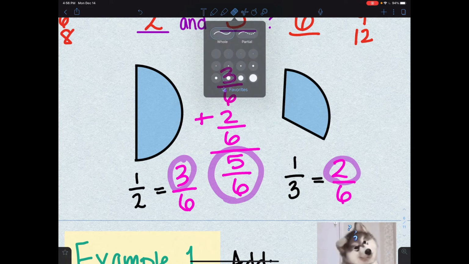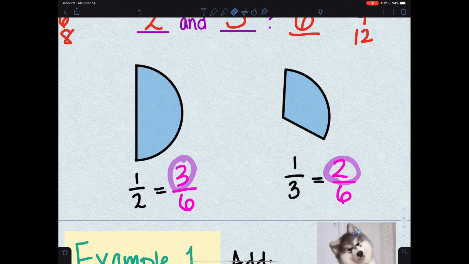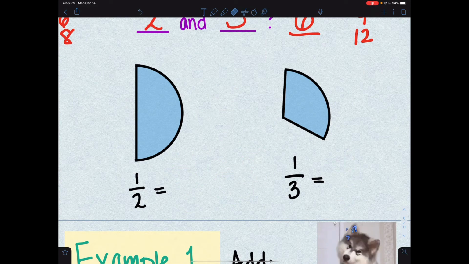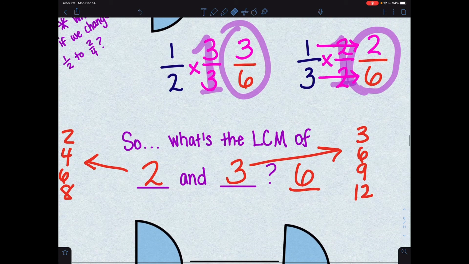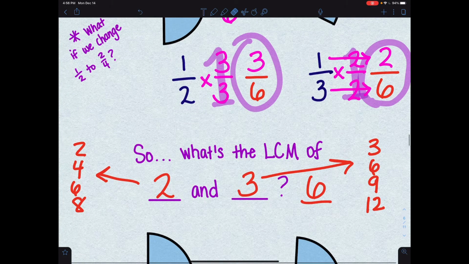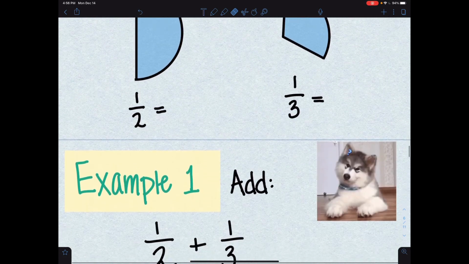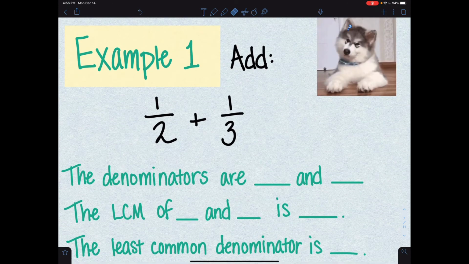Alrighty, now I'm going to erase this because we're going to do another problem that is similar. Okay. Let's see. No, I guess I don't need to erase that. We're just going to jump into example 1.